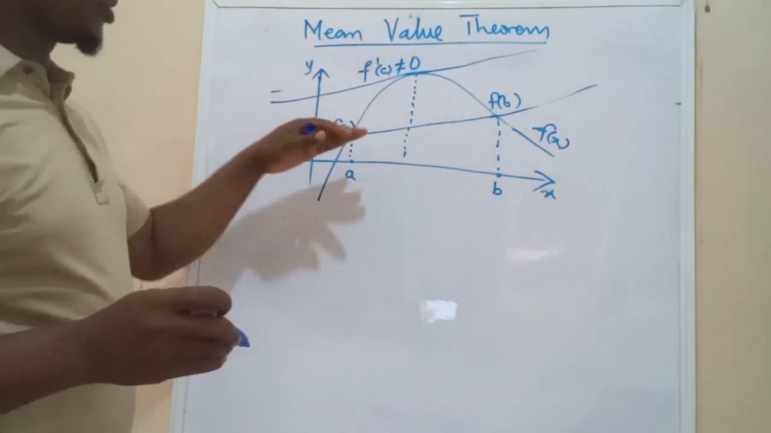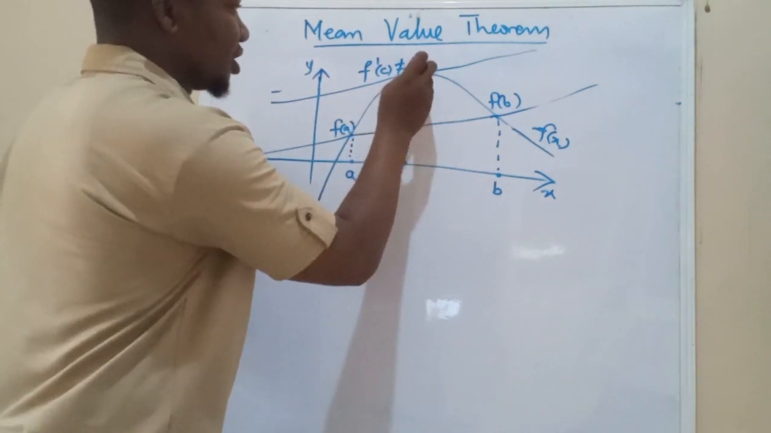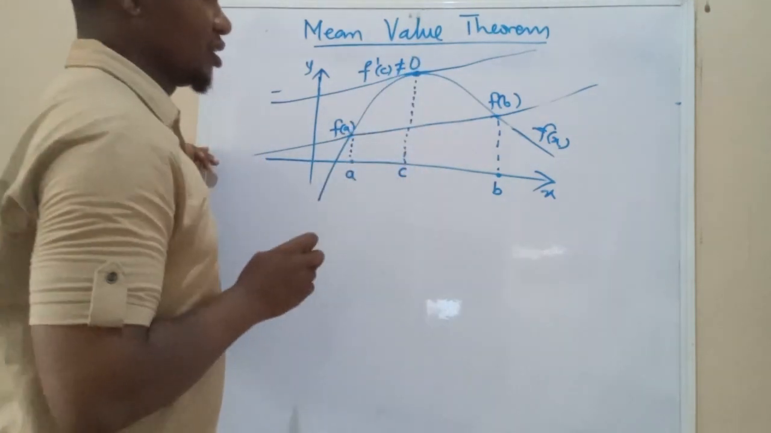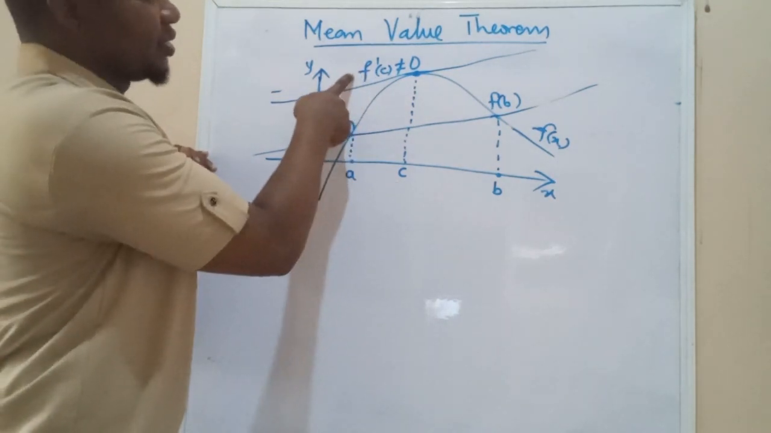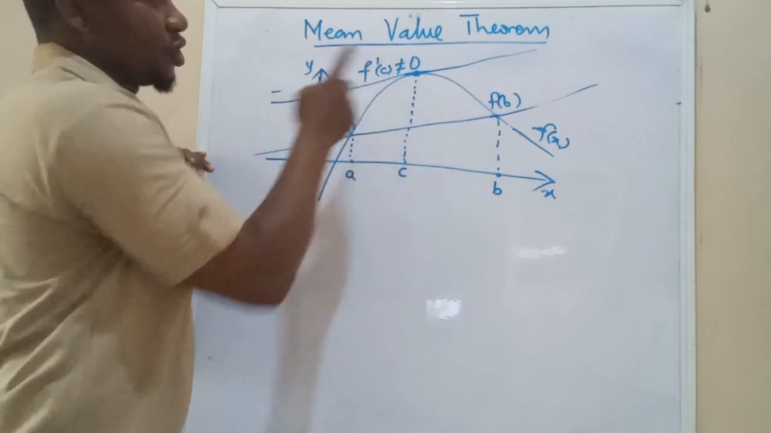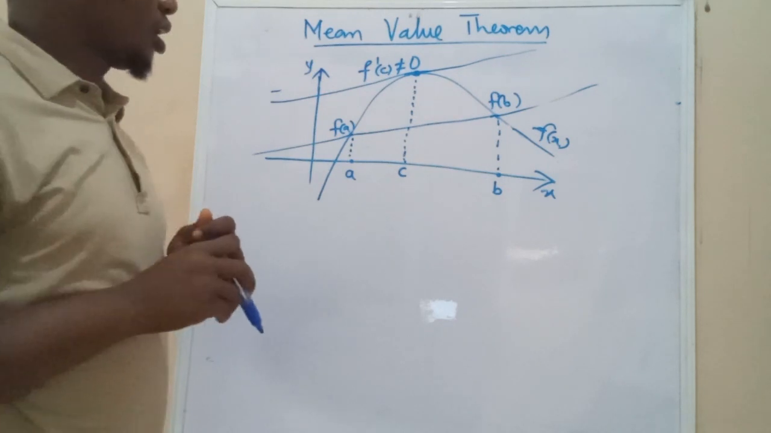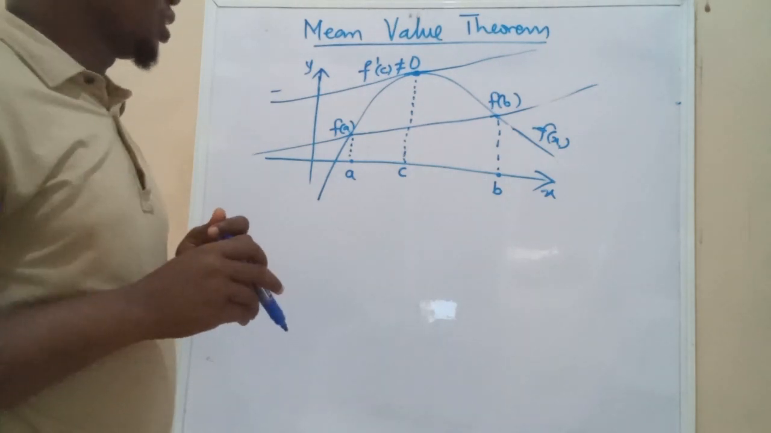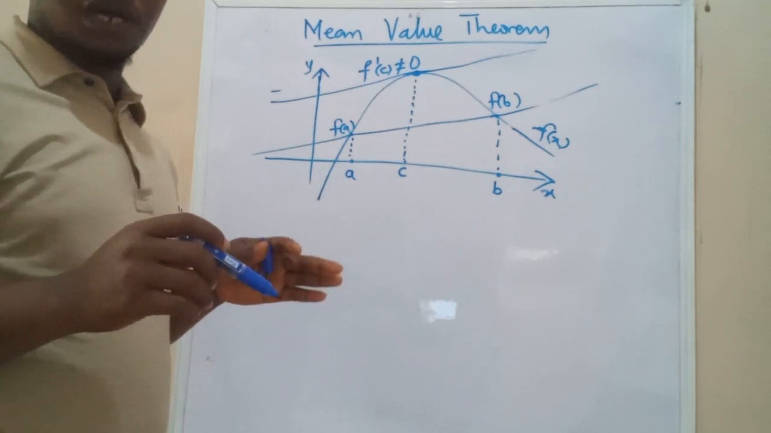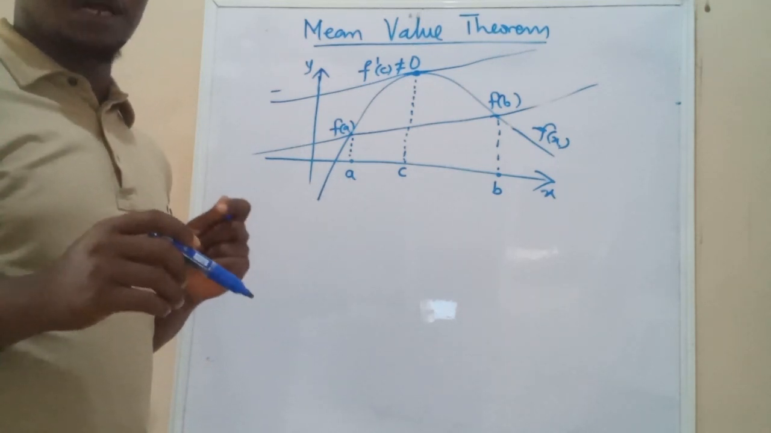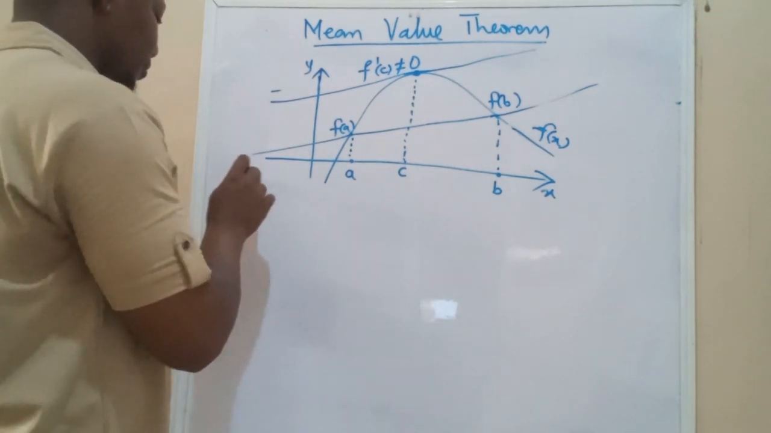It's not equal to 0 because it is sloped. The point at which this is happening is the point C, which is the prescribed point, and here is the mean value, which is not equal to 0. So this is just an example of what is happening there. Let us now use this graph to prove the mean value theorem. So let's see the proof now.